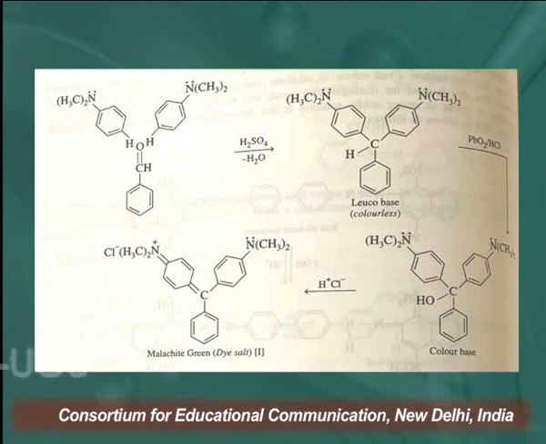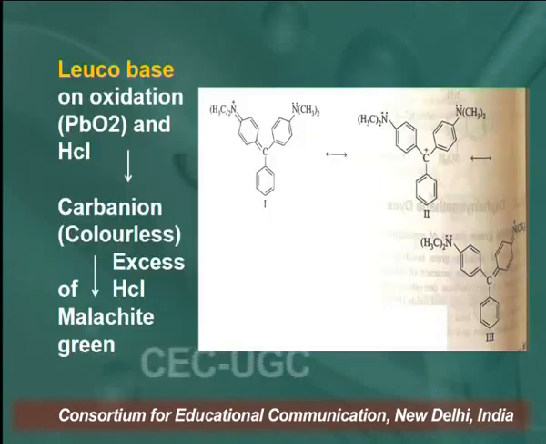Extensive conjugation takes place from the N-methyl group within the ring. Due to that extensive conjugation, malachite green is a colored dye and imparts color to fabrics. Here, this is a leucobase.